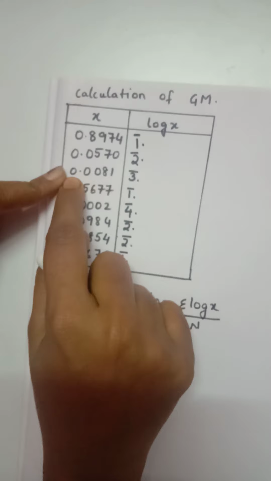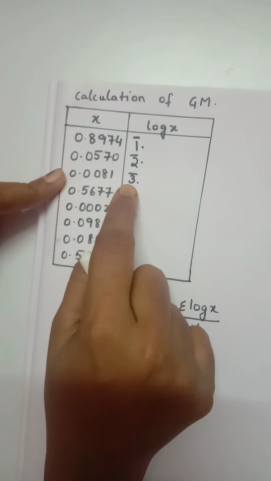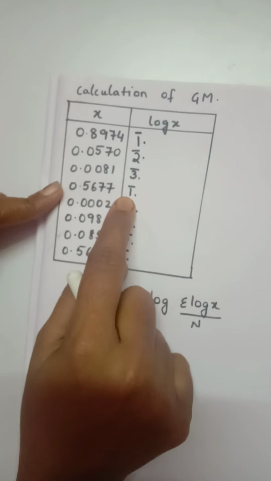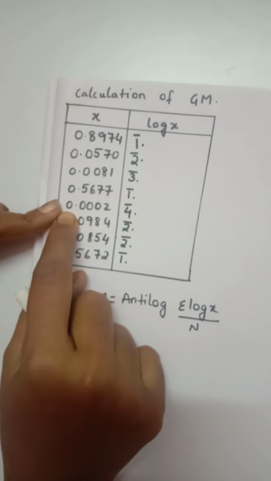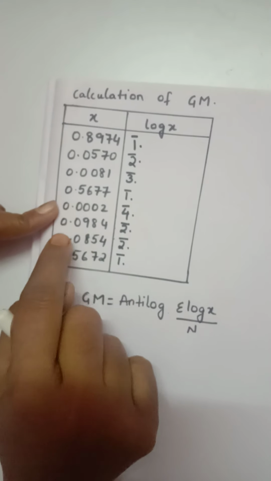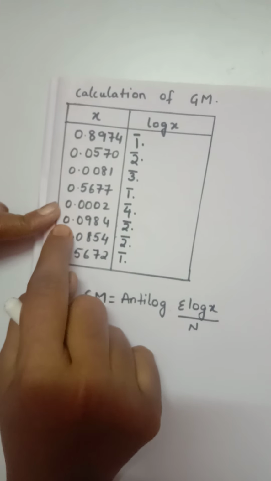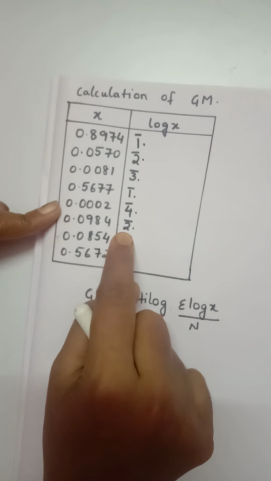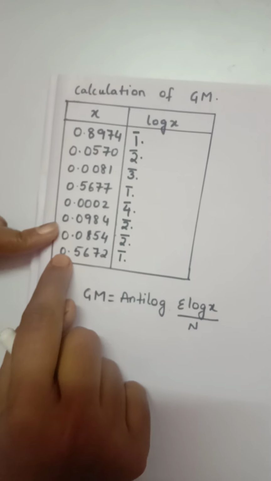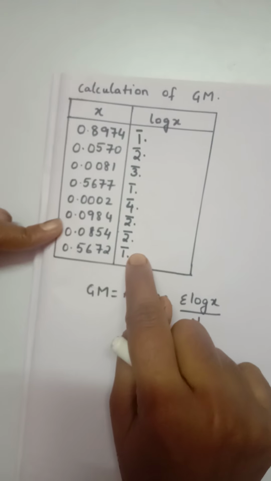And how many zeros are there in the third number? 1, 2, 3. So 3 bar. And the fourth number has only 1 zero, so I have taken 1 bar. And in the fifth number, 1, 2, 3, 4, 4 bar. Then only 2 zeros are there, that's the reason I have taken 2 bar. And 2 zeros are there, 2 bar. 1 zero is there, 1 bar. So this is the first part of the logarithm values we need to calculate.